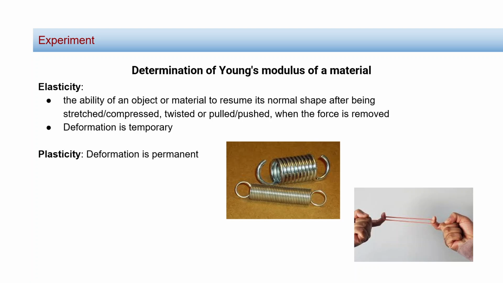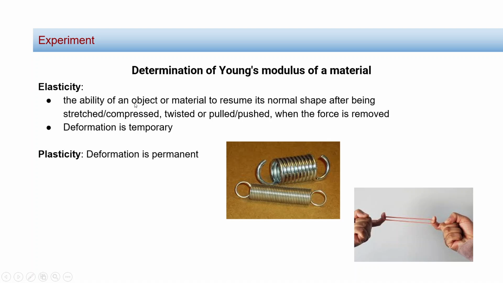till the time we are applying the force, that means till the time I'm pulling the two ends, the length will increase, but as soon as I release the force, it will come back to its original position. So such materials which can regain their original shape after that force is removed are called elastic materials. And if these deformations, whatever the change is happening in the material, are temporary, then that material is called elastic.